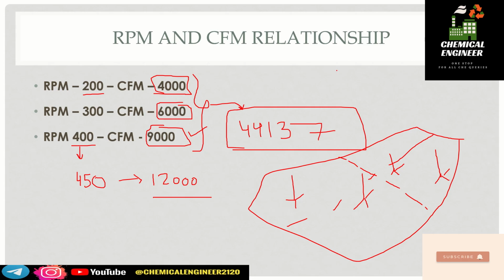So for 30 cubic meter, how much CFM may we require? It will be around 10,000 CFM. If we divide this into four, 10,000 CFM will be required per fan. So we will install a fan with 450 RPM, which will give 12,000 cubic feet per minute of air flow. So we will install four fans in our room. So this is how we can design fans.